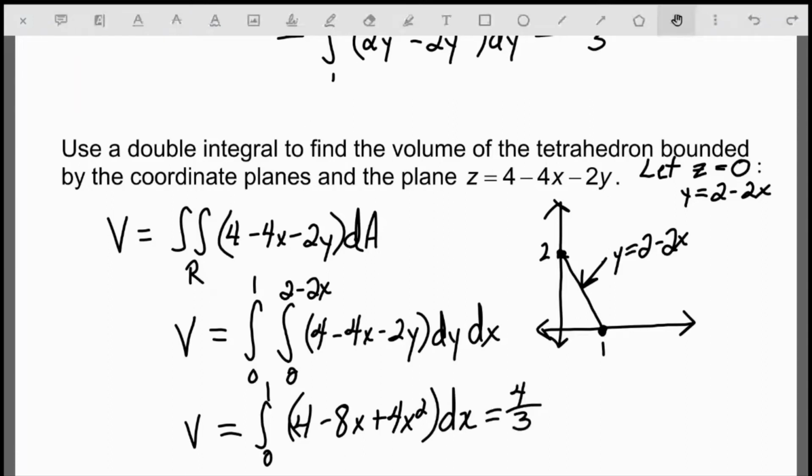Okay, so notice it's a little more difficult when we have to start thinking about what this region is actually going to look like in the xy plane. So when you come across problems like this, you don't necessarily need to graph the function itself, the z equals 4 minus 4x minus 2y, but it is a good idea to graph the xy plane so that you can see that region in the xy plane. It'll help you set up your limits of integration.